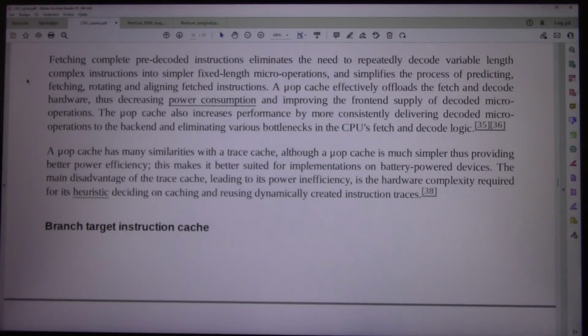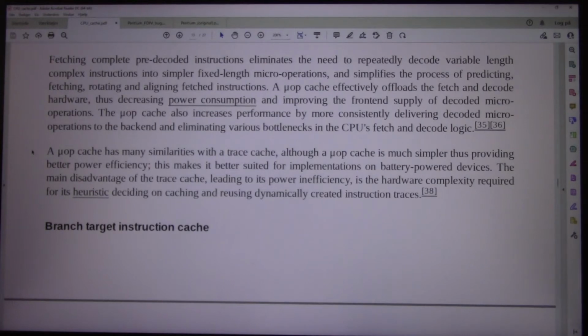Fetching complete pre-decoded instructions eliminates the need to repeatedly decode variable-length complex instructions into simpler fixed-length micro-operations, and simplifies the process of predicting, fetching, rotating and aligning fetched instructions. A μOP cache effectively offloads the fetch and decode hardware, thus decreasing power consumption and improving the front-end supply of decoded micro-operations. The μOP cache also increases performance by more consistently delivering decoded micro-operations to the backend and eliminating various bottlenecks in the CPU's fetch and decode logic.